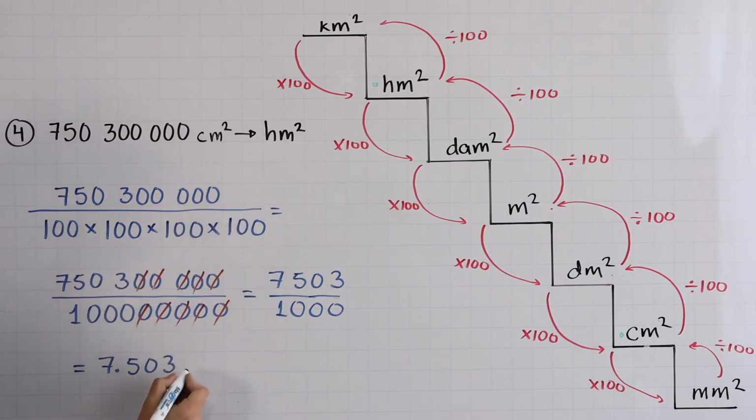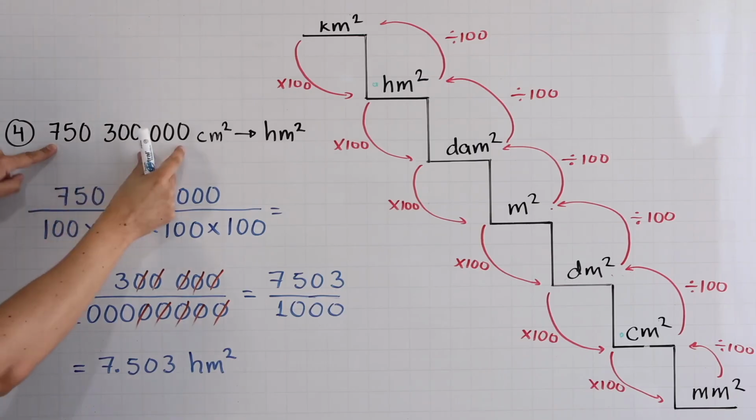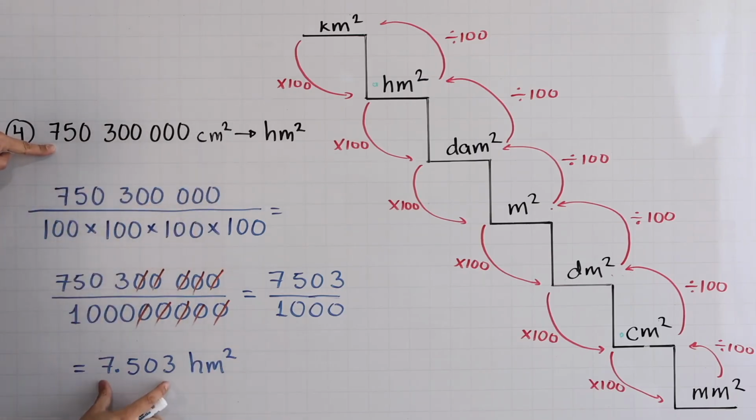And in this case, the units will now be square hectometers. There you go. Now we know that in 750,300 square centimeters, there are 7.503 square hectometers.